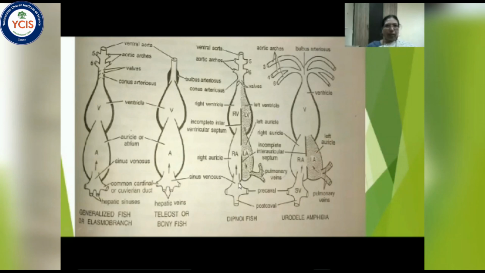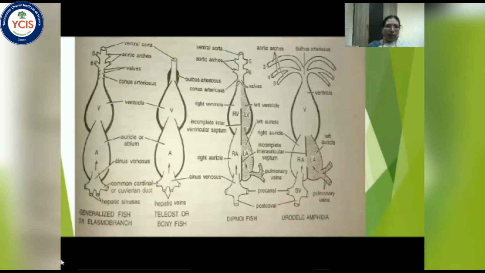In dipnoi fish, a new circulation is also formed. It is called pulmonary circulation, which opens into the left auricle. The sinus venosus is formed by one postcaval and two precaval veins. The postcaval carries blood from the body and the precaval carries blood from the head region. This sinus venosus opens into the right auricle. The pulmonary vein, which carries blood from the lungs, opens into the left auricle. In between these two auricles, there is a partition called an incomplete interauricular septum.